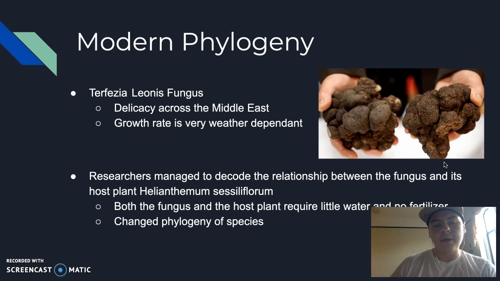I thought it was interesting that there's this fungus that's a delicacy in the Middle East, and it's very weather dependent on their growth rate. So if it's a very dry season, they're not going to get a lot of this. And people go crazy for this stuff. It's very expensive. So Israel has managed to decode the relationship between the fungus and its host plant. And both of them require little water and no fertilization. So they were able to change the genetic makeup of this fungus and then also in turn change the phylogenetic tree by making their very own species, which I thought was pretty fascinating.